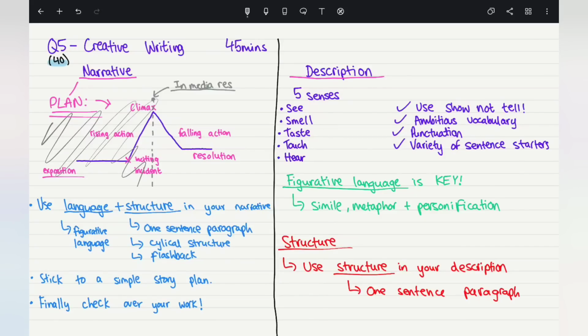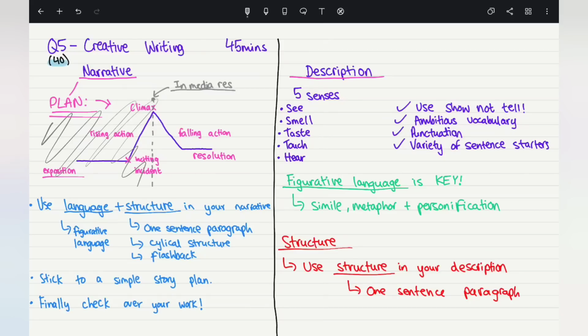Now, some top tips for this question: use language and structure in your narrative. So for language, obviously using figurative language, so simile, metaphor, personification, and all the other devices. And also remember, importantly, structure. A lot of my own students use amazing language in the narrative, but they completely disregard structure. Structure is equally important. So how can we use structure in our narrative?